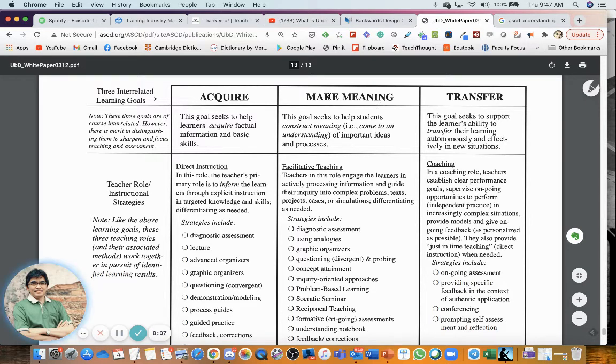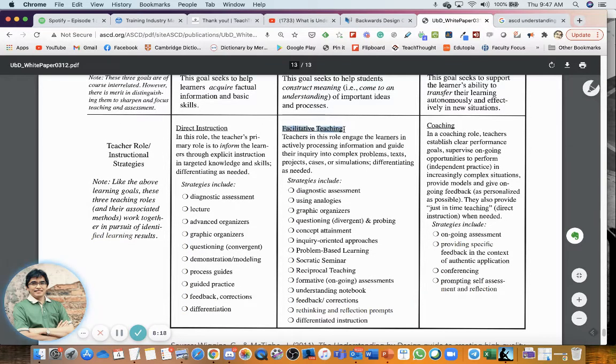If the learning goal is to make meaning, this one moves to a higher level where students are able to construct meaning and come to an understanding of important ideas and processes. The kind of approach here in terms of strategies is more of facilitative teaching. Teachers in this role engage the learners in actively processing information and guide their inquiry into complex problems, text, projects, cases, or simulations, differentiating as needed.